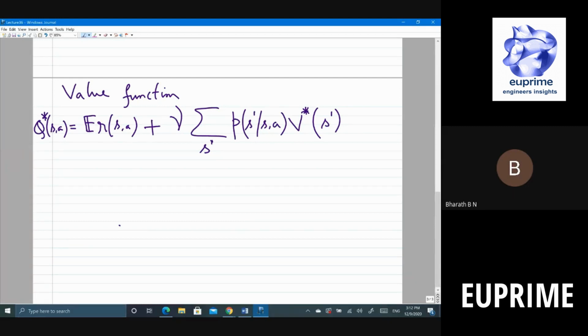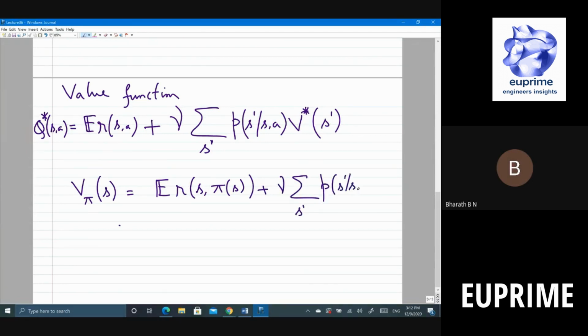Is this fine? Now, if you go back, if you recollect, we had written this V pi of S also. What is V pi of S? It is the expected value of R of S, when you take a policy pi, that means pi of S is the action, plus gamma times summation over S dash, probability of S dash given S and A, times V pi of S dash.